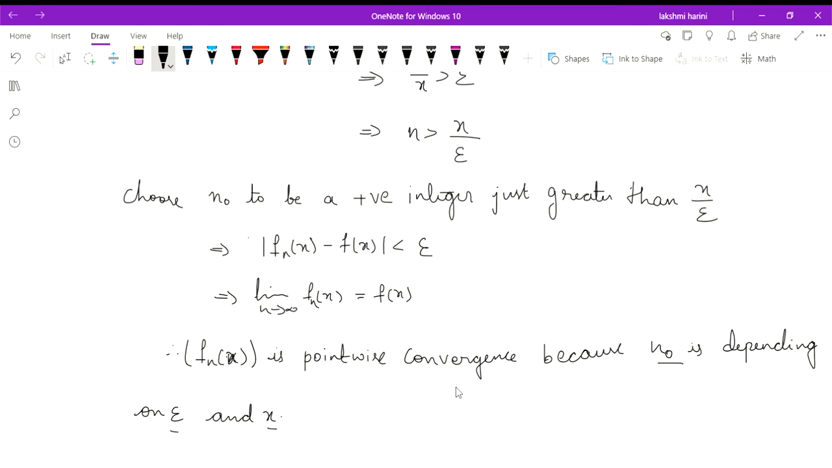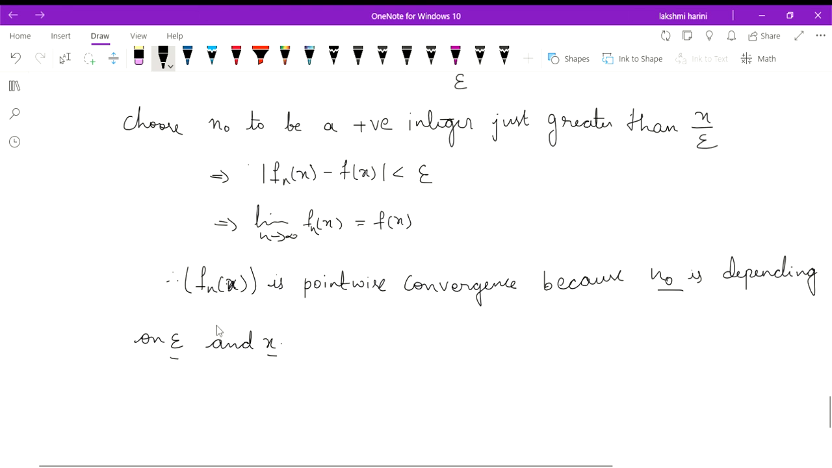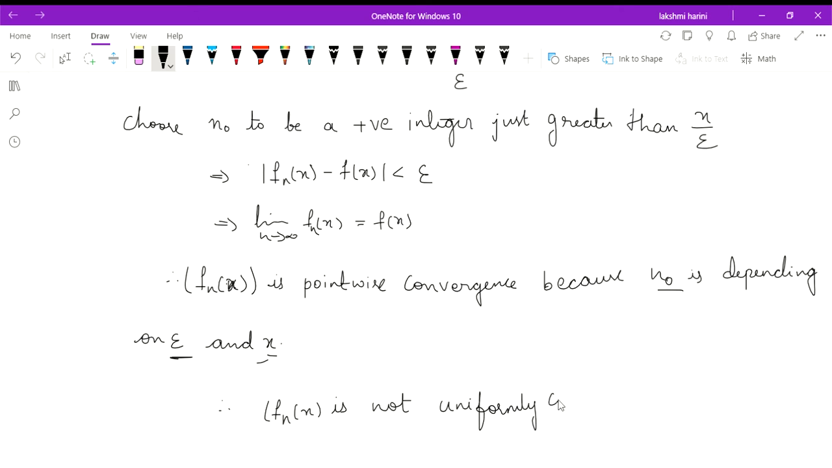To be uniform convergent, it should be depending only on epsilon. It should be independent of x. But here it is depending on x as well as epsilon. Therefore, it is pointwise convergent. Therefore, you can tell that the sequence fn of x is not uniformly convergent.